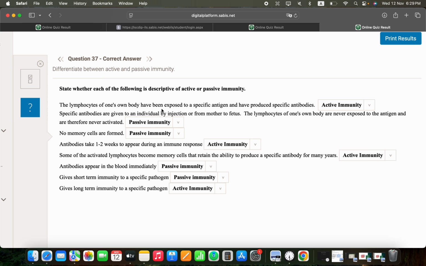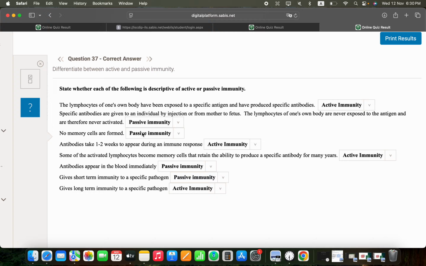The lymphocytes of one's own body have been exposed to a specific antigen and have produced specific antibodies, and this is active immunity. Specific antibodies are given to an individual by injection or from a mother to the fetus. The lymphocytes of one's own body are never exposed to the antigen and therefore are never activated. This is passive immunity. No memory cells are formed. This is also passive immunity.